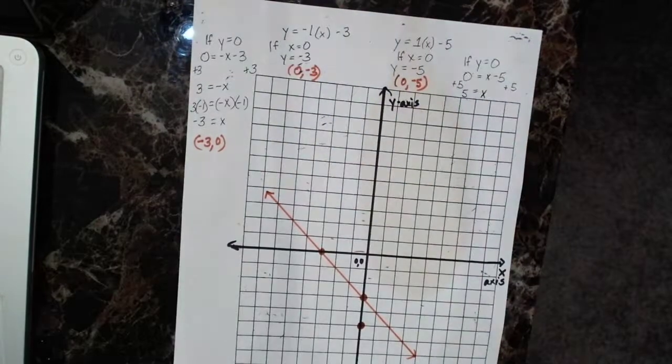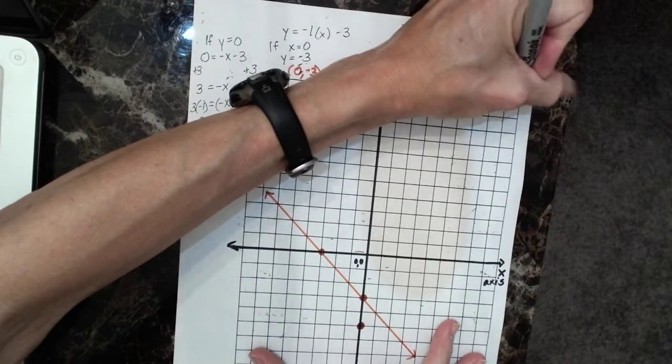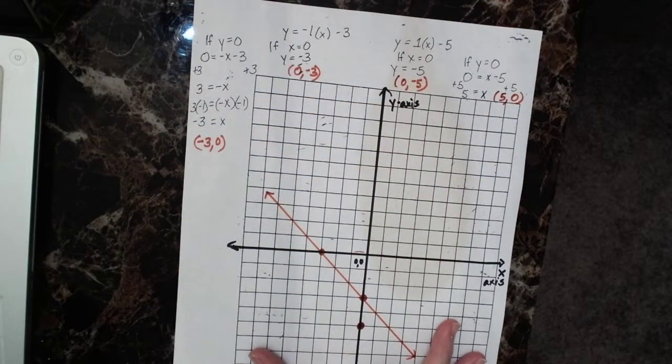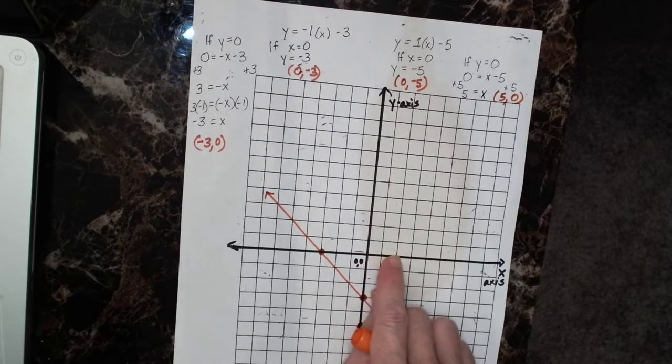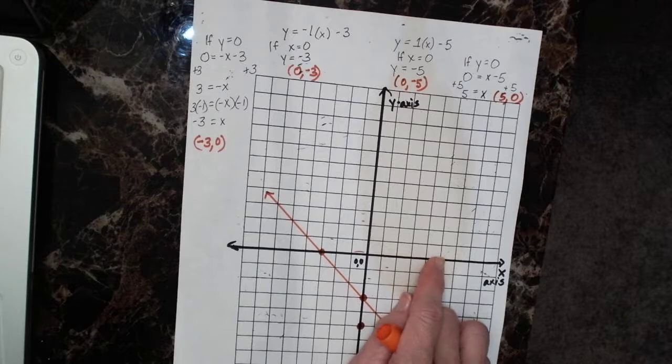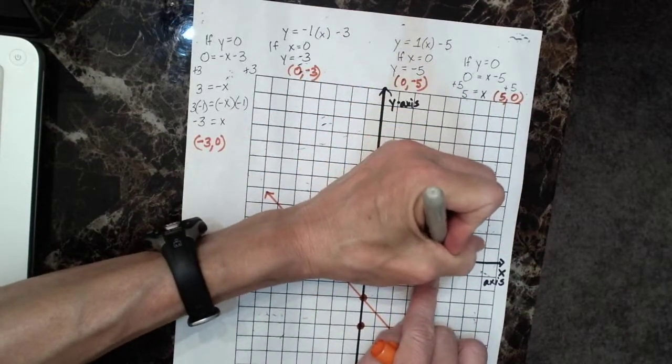So now our ordered pair is 5, 0. So let's plot that point. Start at 0, 0, count 5, 1, 2, 3, 4, 5, and then we go up, not at all. So we stay right there.